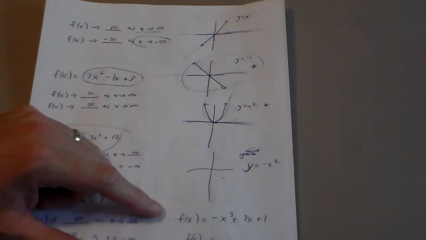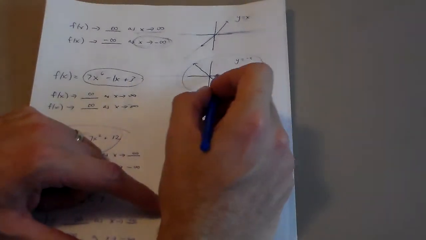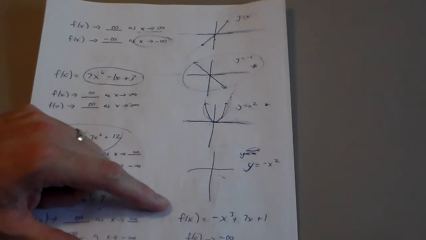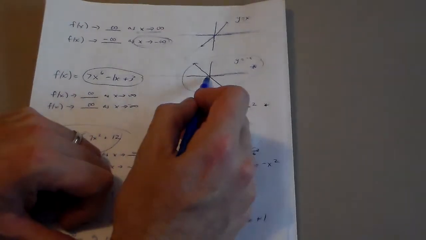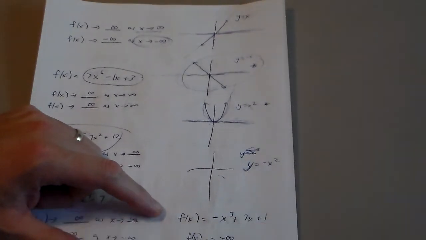So let's look at what happens. We have to say what happens as we go to infinity. As x goes to infinity, this is going to negative infinity. And as x goes to negative infinity on this side, this is going to infinity. How about that?